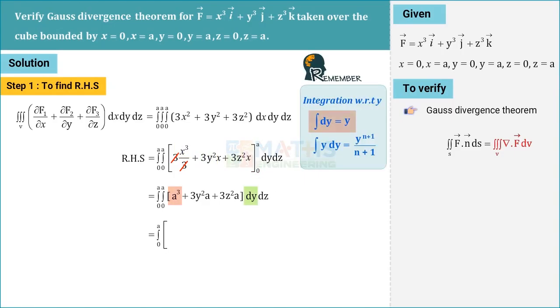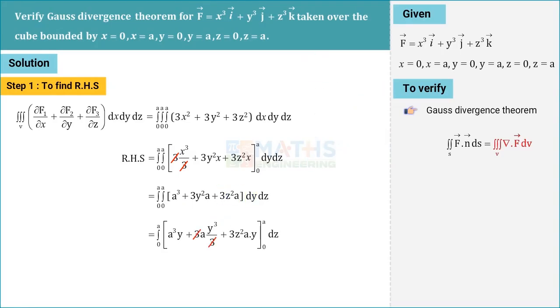Now we are going to integrate with respect to y. A cube is a constant. So when integrating dy we get y. 3a is the constant. Integration of y square is y cube by 3, plus 3z square a constant term. When integrating dy we get y. Now we replace the upper limit a in the place of y minus lower limit 0 in the place of y.